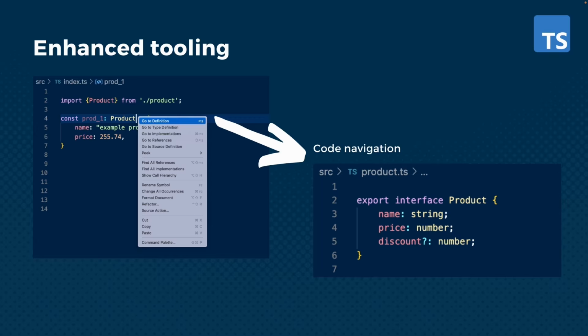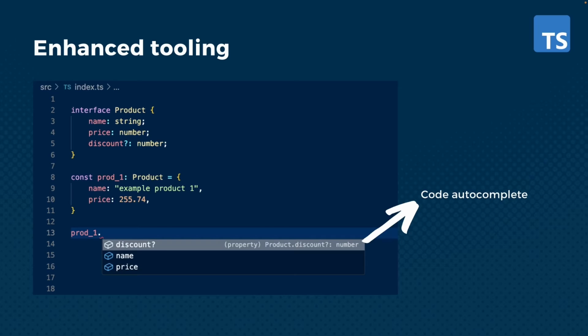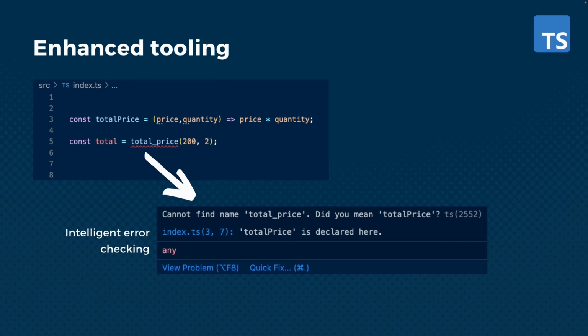TypeScript also makes our code editor more powerful, letting us navigate to type definitions, giving us hints, and providing intelligent error checking while we type. In this example, we mistyped a function name, something that JavaScript would only tell us when we ran the code in the web browser. But TypeScript not only highlights it while we type, but it also suggests the correct name, making us fix the mistake immediately.